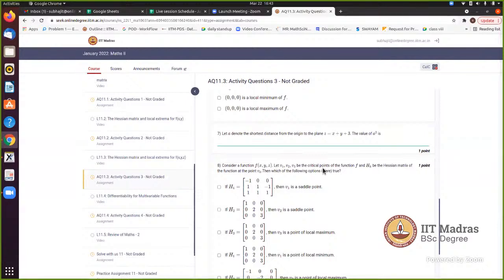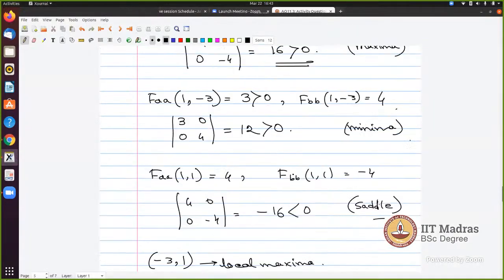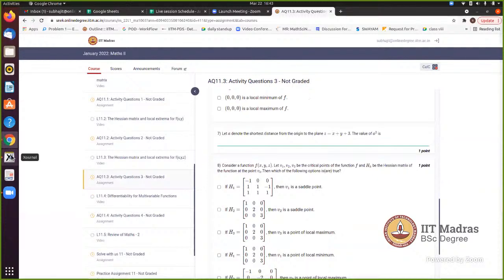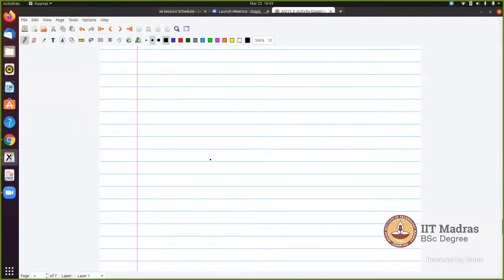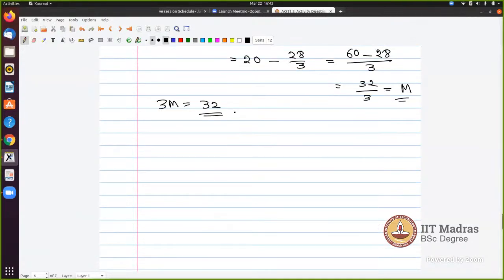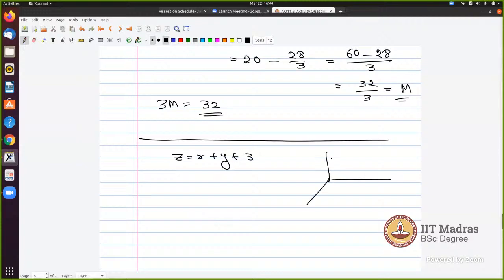I think this type of problem has been discussed in the last live session, right? Yes, sir. It's discussed. The shortest distance of this plane to this point. Now, you know the formula of the distance, right? So the plane is z equal to x plus y plus 3. So this is your plane. Suppose in 3D, I have a plane like this.